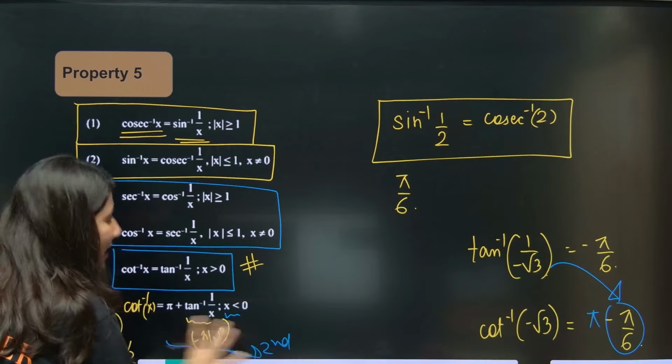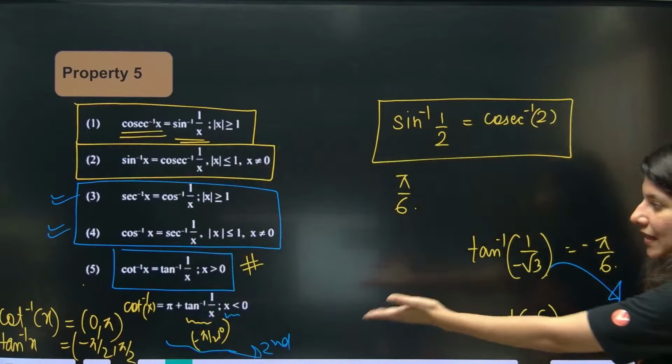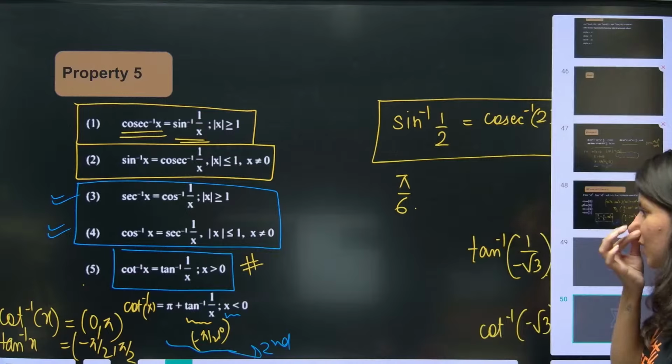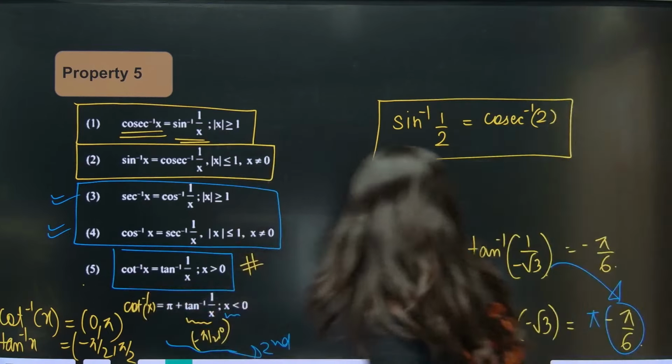And cot inverse x is in the second quadrant. Cot inverse negative x is what? Second quadrant. So only the fifth property, that too this part, you have to keep in mind. This is very important.